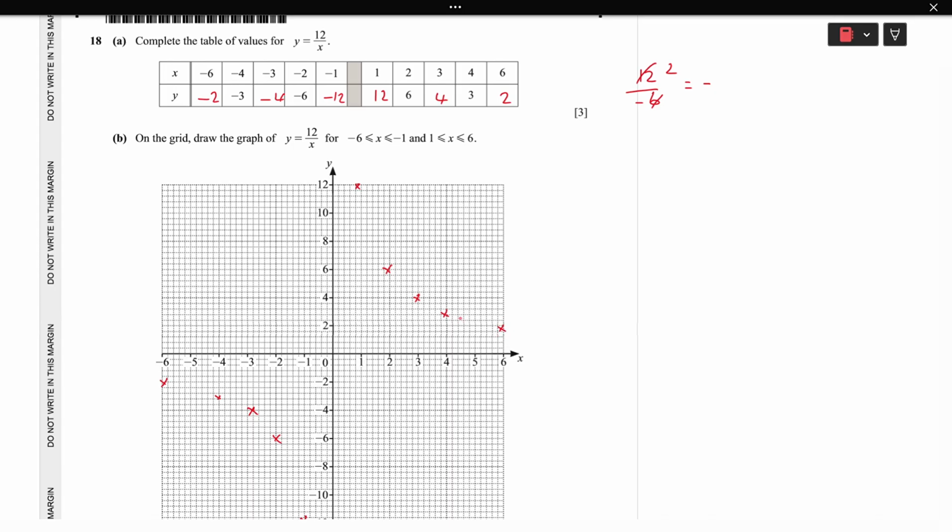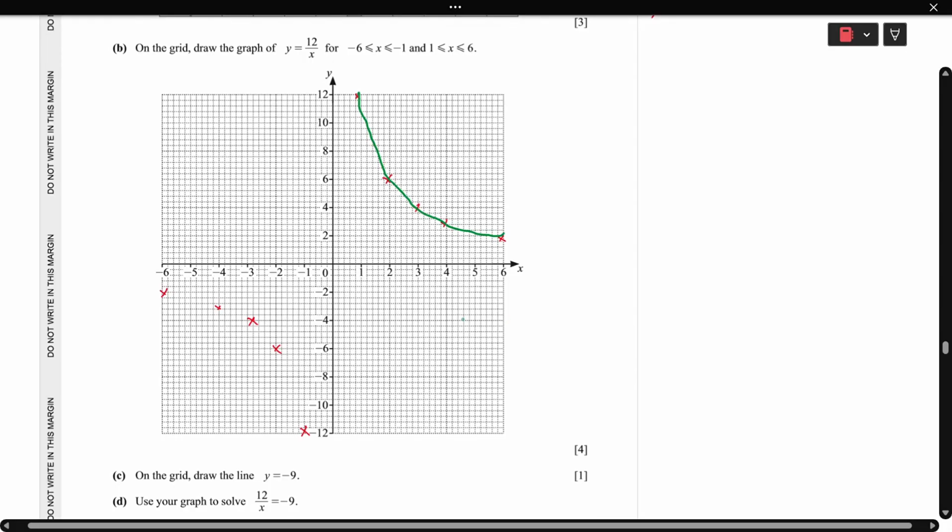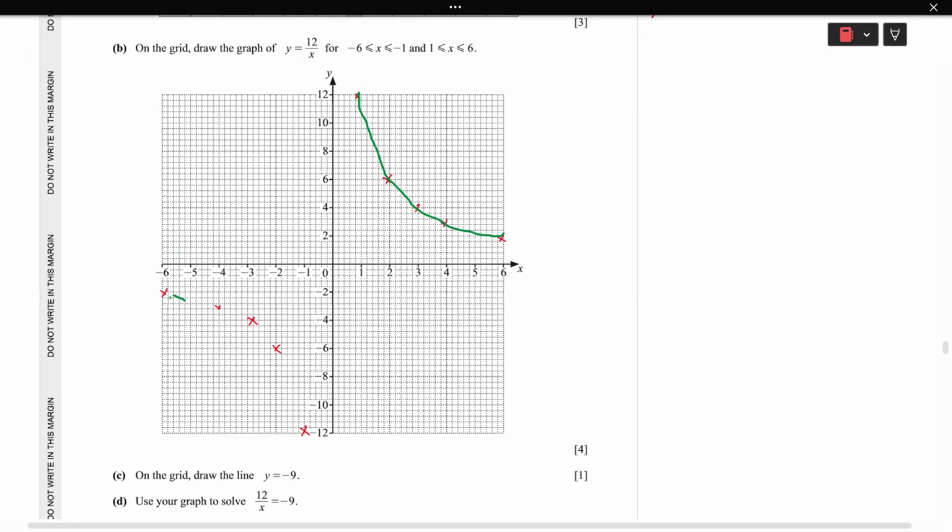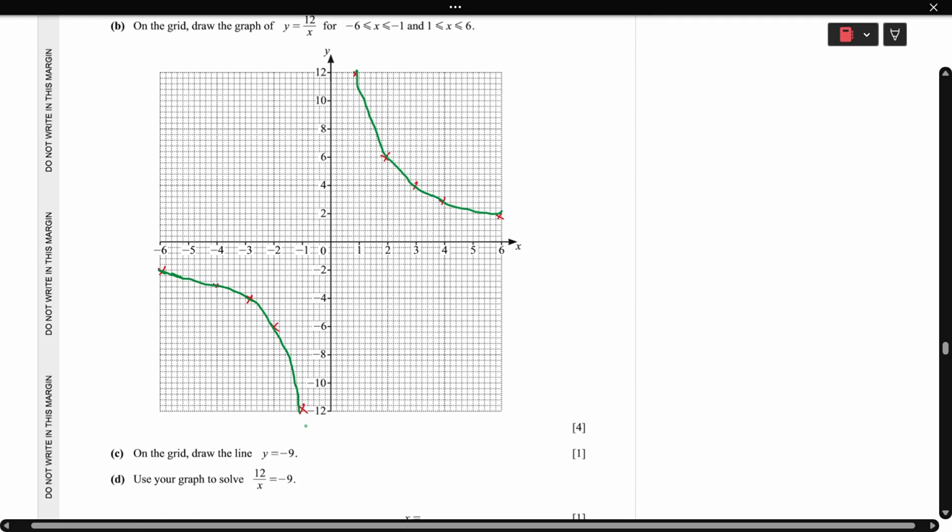So now we just draw a curve. I'll change the color. Okay, so you need to draw the proper curve. Same way we need to connect here as well. So just freehand draw. Okay, this is the inverse graph.